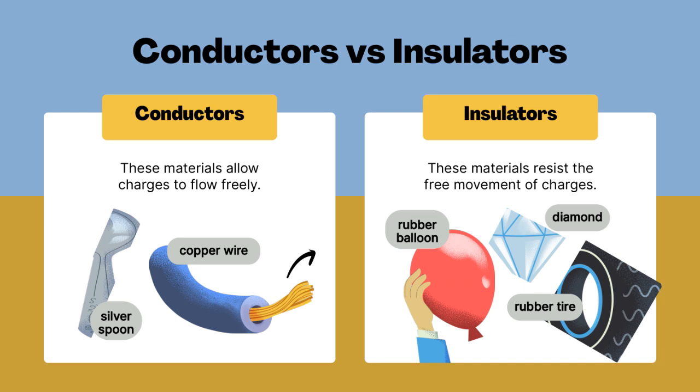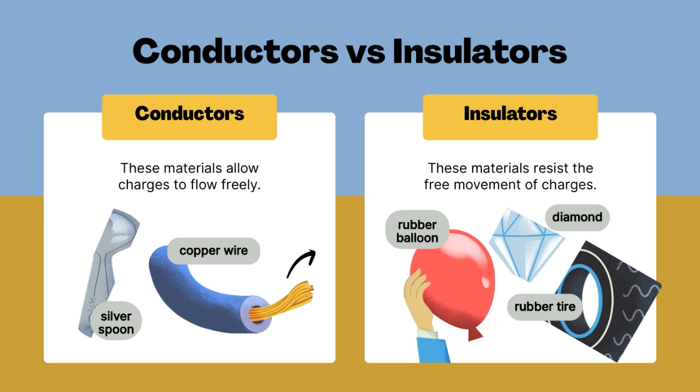On the other hand, we have conductors like copper wire and silver spoons. These materials allow charges to flow freely through them, which makes them perfect for conducting electricity. That's why copper wire is commonly used in electrical wiring, and silver is known for its excellent conductivity. So, the key difference here is that insulators resist charge movement, while conductors facilitate it. Understanding this distinction is crucial because it helps us choose the right materials for safe electrical systems and devices.